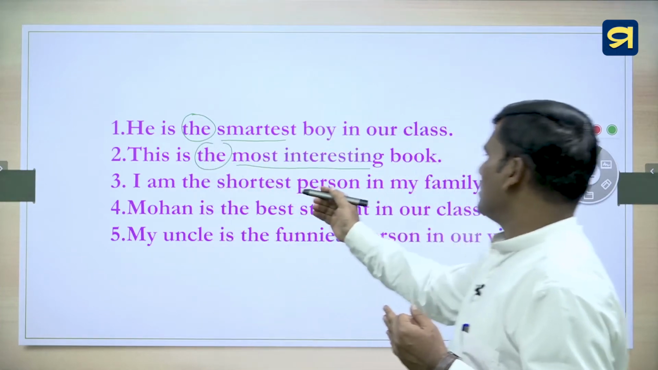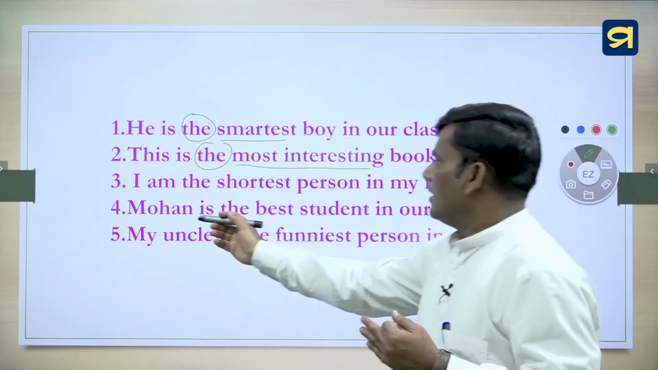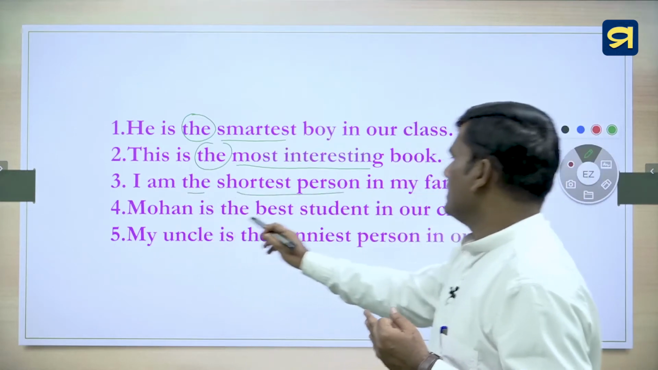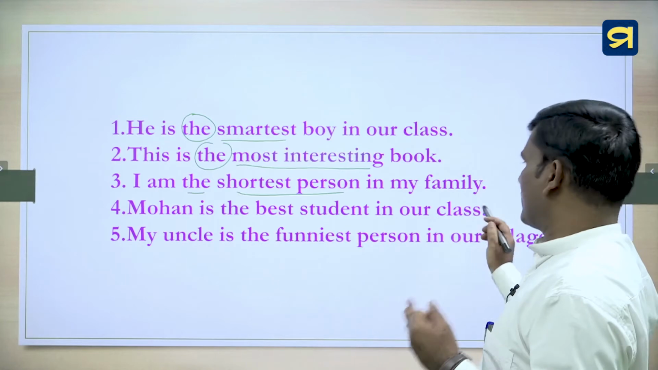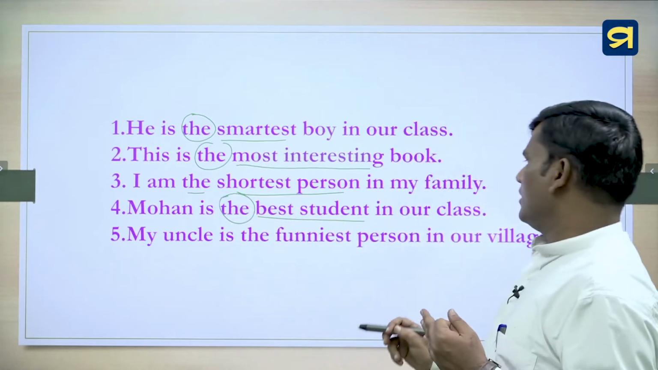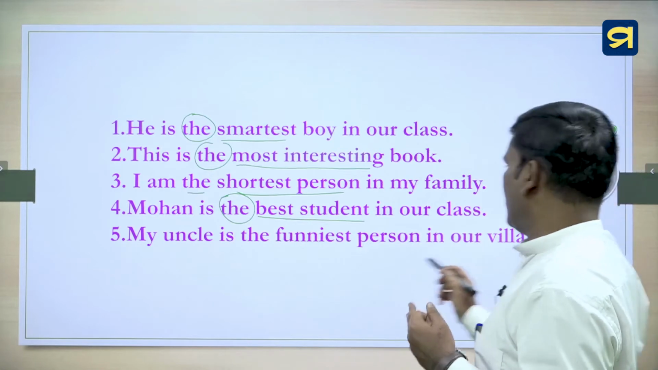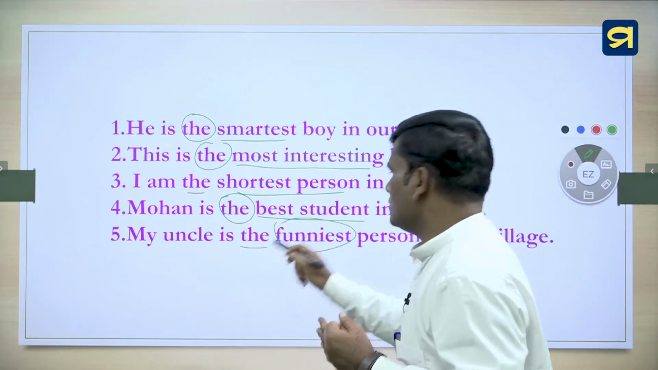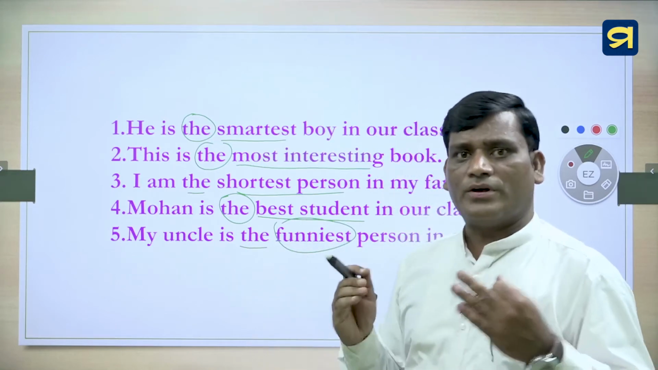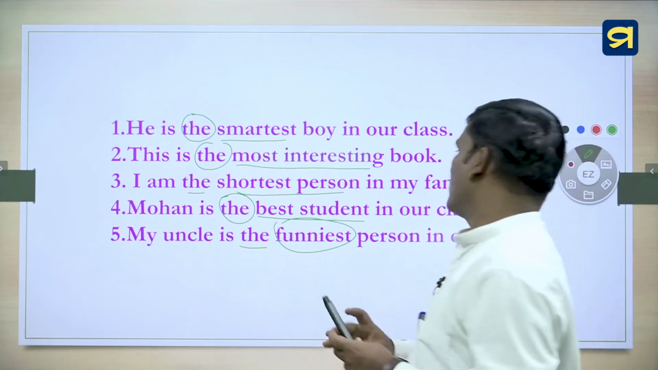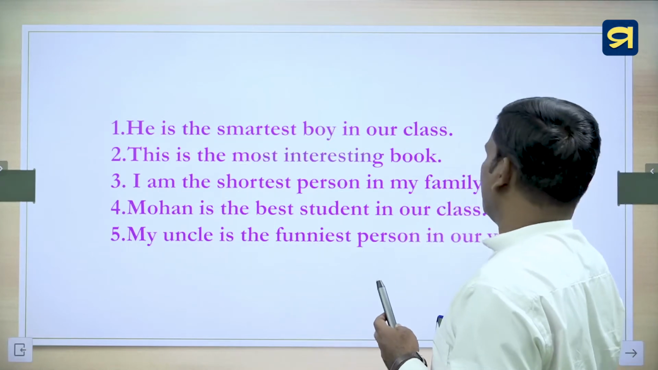Similarly, I am the shortest person in my family. Here the and the shortest person. Mohan is the best student in our class. Best student, and the is used here. My uncle is the funniest person in our village. Funniest. Okay, and the is used. From all this discussion, we understand that before the superlative degree, we use the. Okay, next we will proceed.